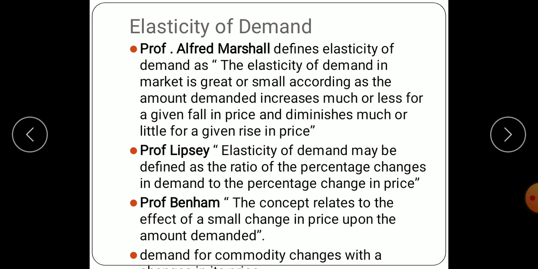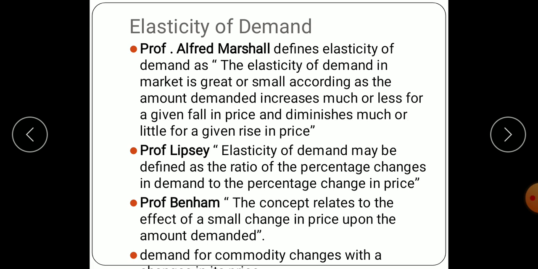The law of demand tells us that when the price of a commodity falls, its quantity demanded rises, and when its price rises, its quantity demanded falls, right? In the earlier class we studied the law of demand. Demand and price have an inverse relationship, right? When the price rises, demand falls. When the price falls, demand rises.